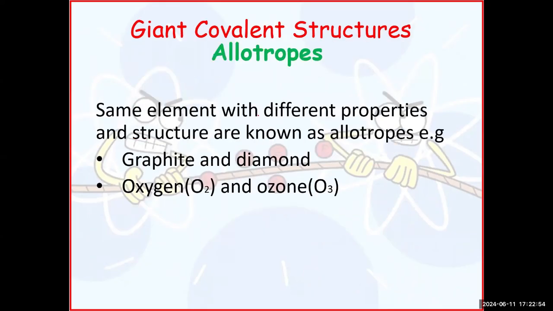Okay, now we will look into the giant structures, giant covalent structures that are here in our course as diamond, graphite, and silicon dioxide. However, I would like to introduce you to this term known as allotrope. Yes, Abdullah.